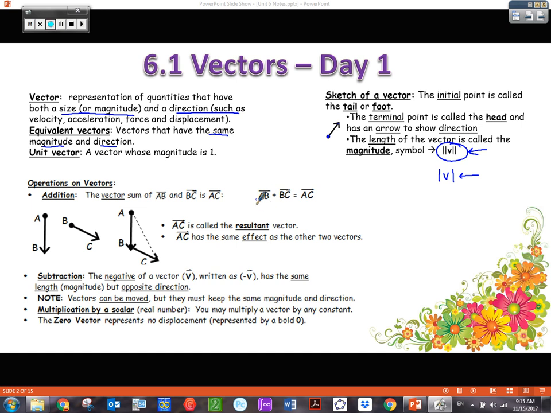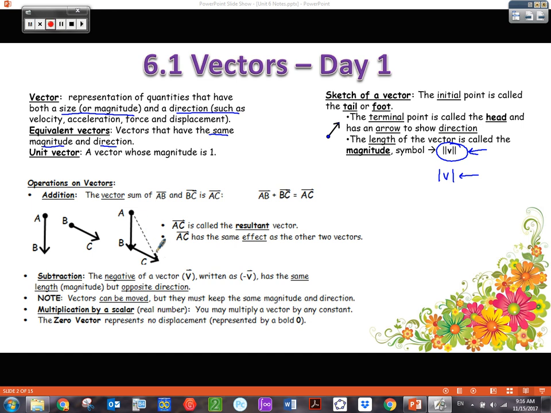We would draw AB. So here's our AB, and then we would attach BC to it. So see, BC is attached to it, and that will result in, it's called the resultant vector, in vector AC. The resultant vector is typically drawn with a dotted line.